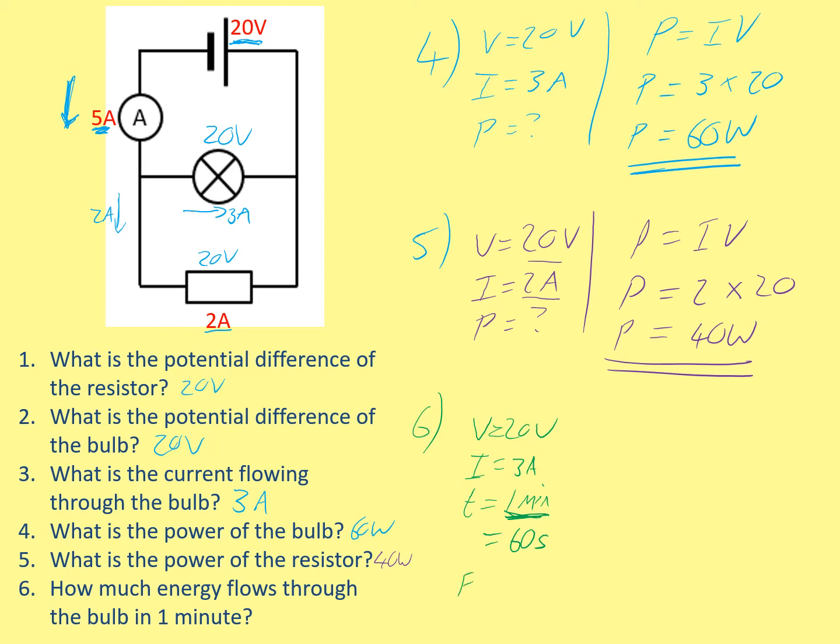And the question was how much energy flows? Is there an equation that's got some of these in it? Well, the question is how much energy flows. Oh no, I do know power of the bulb, don't I? I worked it out up here. What's the power of a light bulb? Just up here, so I know the power is 60 watts.